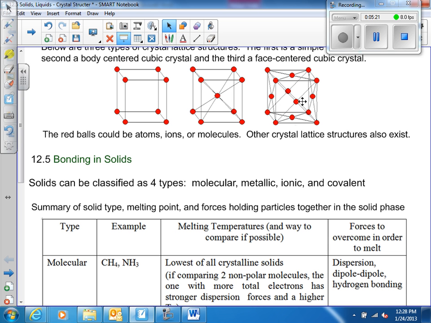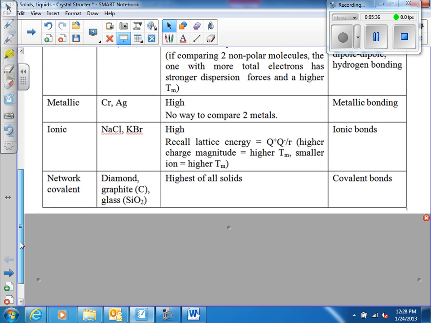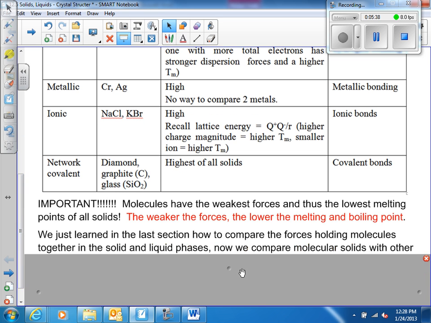Covalent bonds are much, much stronger than just intermolecular forces, these right here. So you need a lot of energy to break apart the covalent bonds and melt the network covalent solid. So these have the highest melting points of all solids. There's a little note down here.